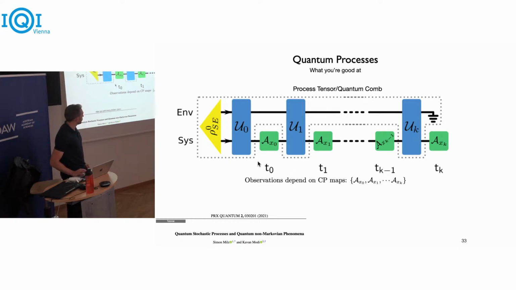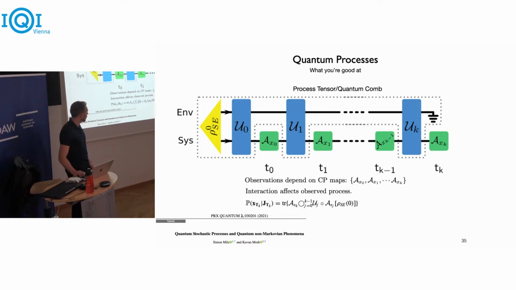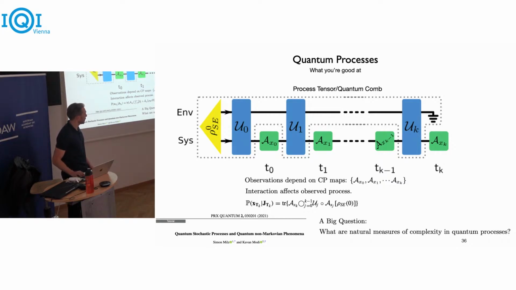So this has a variety of possible behaviors that I'm honestly unsure about, and I'd like to learn more about. And the interaction affects the observed process, so it seems somewhat different to the way that I know of a process. The way that you as an experimentalist operate with this comb-like device is very important. But I guess a big question is, what are natural measures of complexity in such quantum processes?